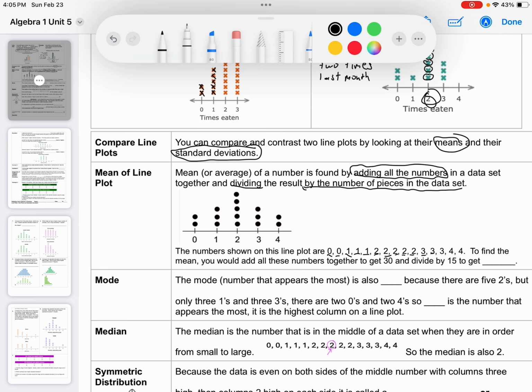We're adding all the numbers that we have together. So I would take 0 plus 0 plus 1 plus 1 plus 1 plus 2 plus 2 plus 2 plus 2 plus 2 plus 3 plus 3 plus 3 plus 4 plus 4. Add all the numbers together. And what we get is 30 when you add all those numbers together.